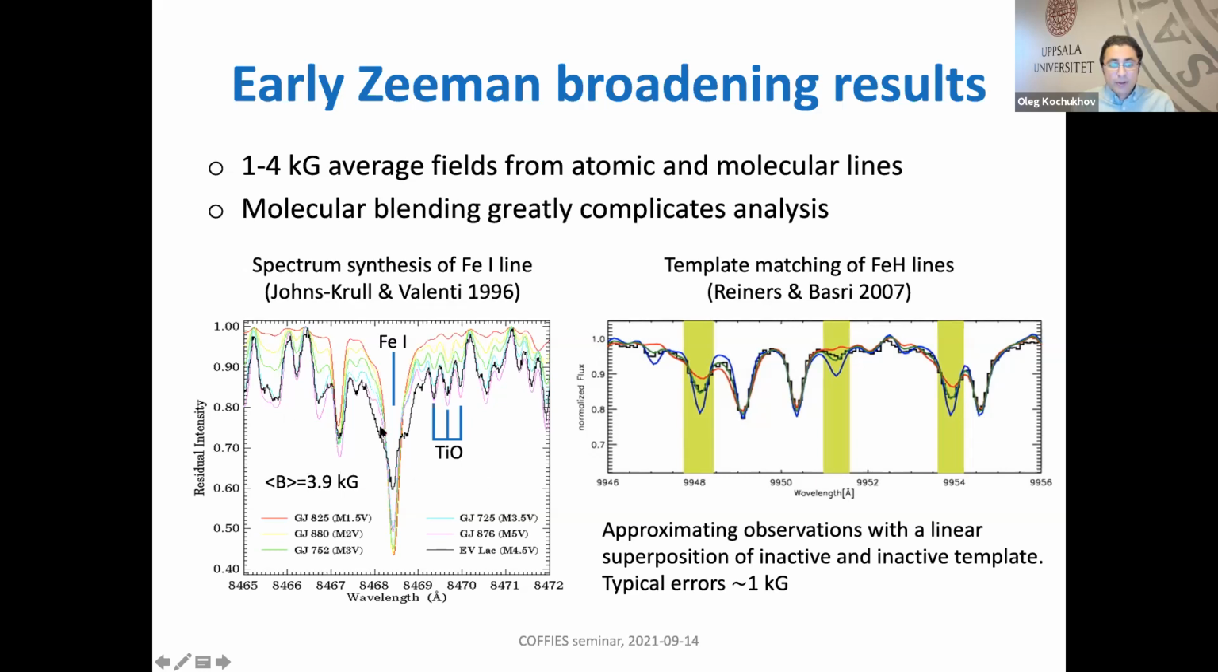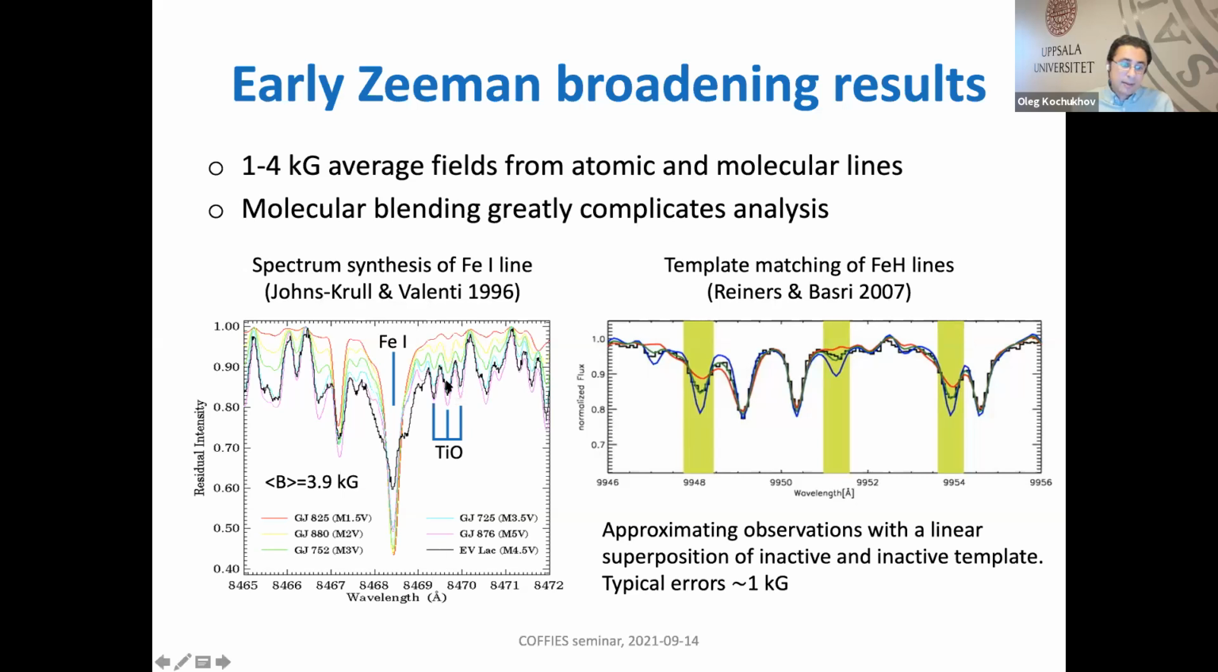And looking at this plot, you can see all the complexity that is associated with this analysis. What you are seeing here is the spectrum of an active star in black compared to a sequence of inactive template stars, so stars with known spectral types. And the magnetically sensitive line is here in the center, and the surrounding lines belong to titanium oxide, which is not magnetically sensitive, at least not in this wavelength region.